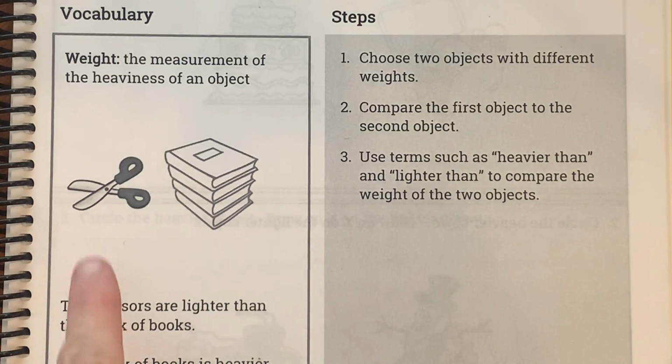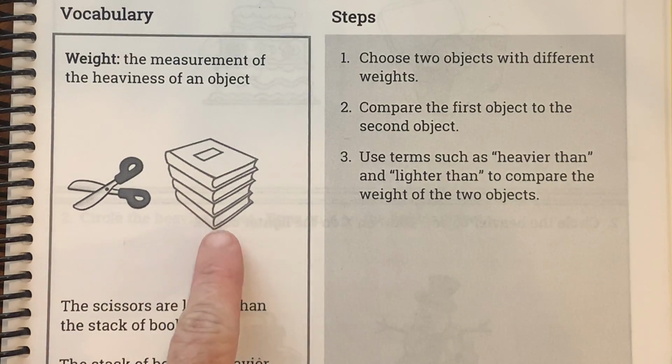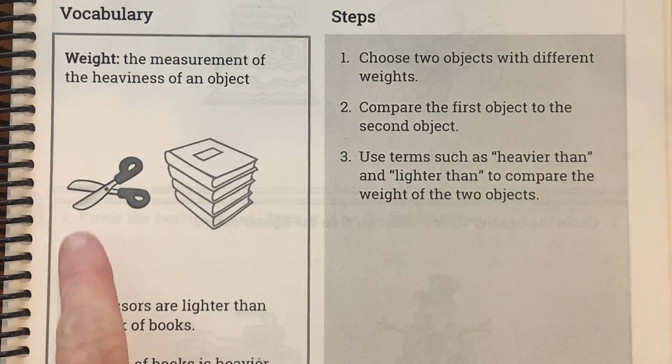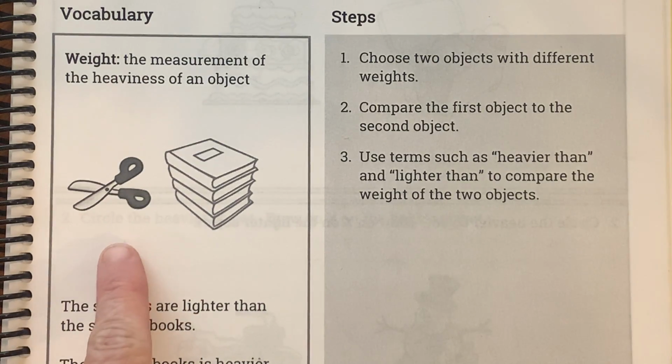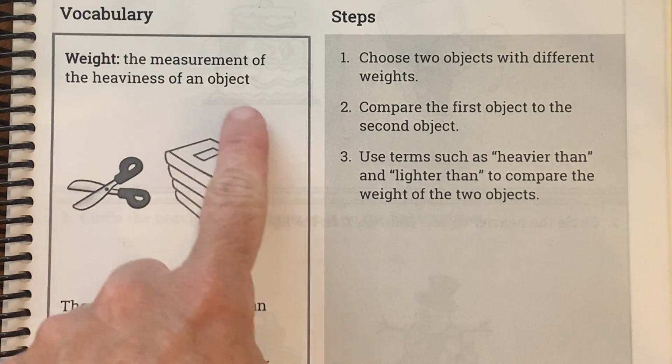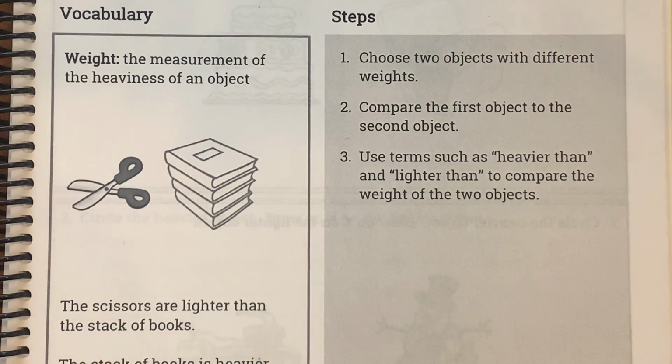So here I have two objects. I have scissors and I have a stack of books. Think about your reading journal that you read at school. We call it the anthology, the big book that your teacher reads with you. If you had a pair of scissors or a big stack of books, which one do you think has more heaviness to it? Which one's heavier or has more weight? Hopefully, friends, you're guessing the stack of books is going to weigh more. They're going to have more weight.